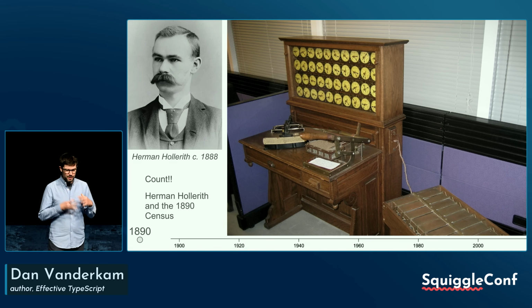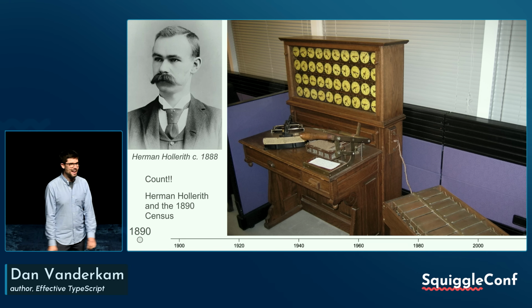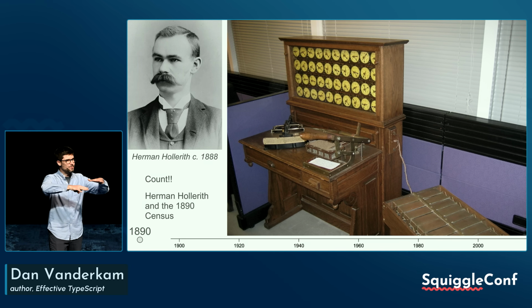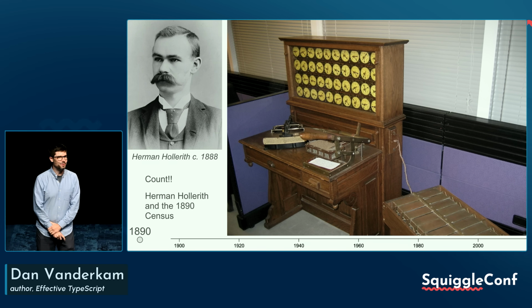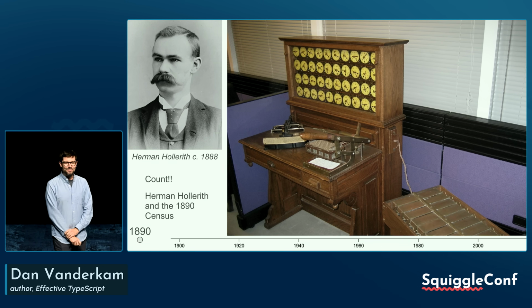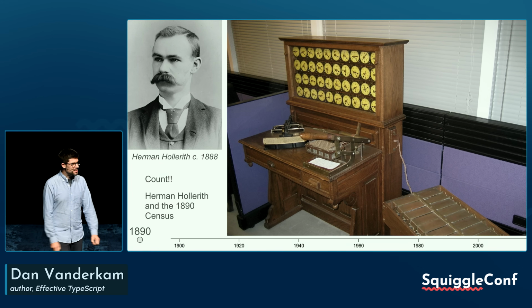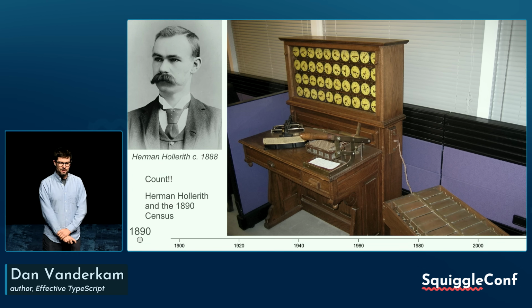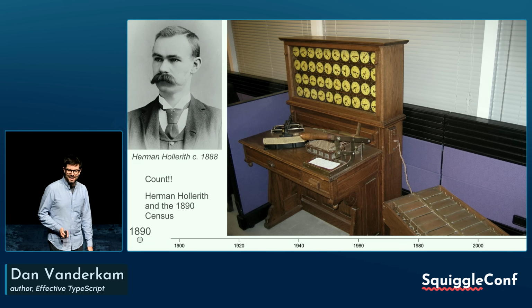And this worked really well. There's some crazy physics about how this worked. I think the cards were put over a pool of mercury and there were wires that physically went through them. It's just unbelievable that this actually worked. But apparently it worked really well. So he started a tabulating machine company, which we know today as IBM. So that is the origins of IBM.